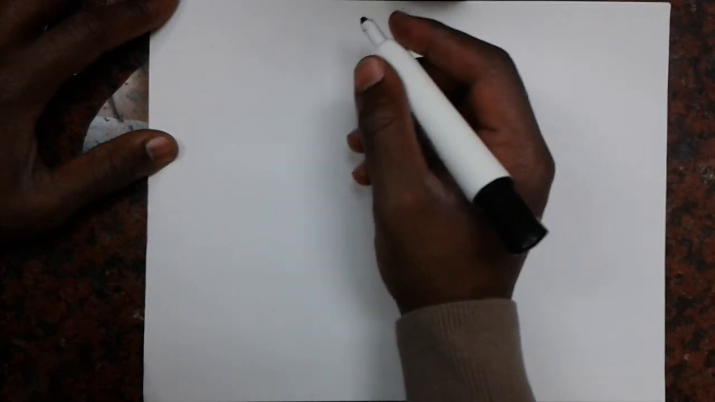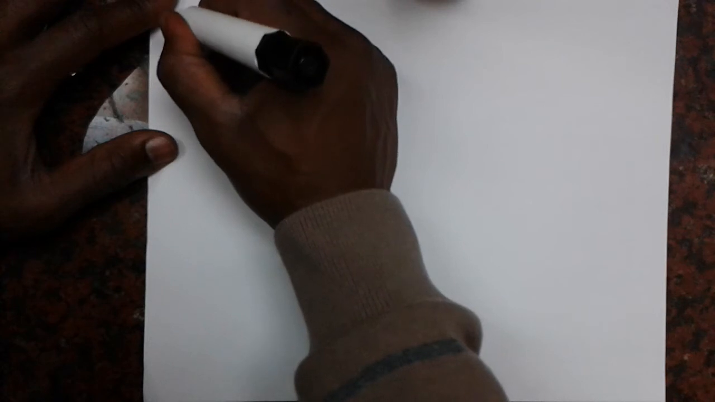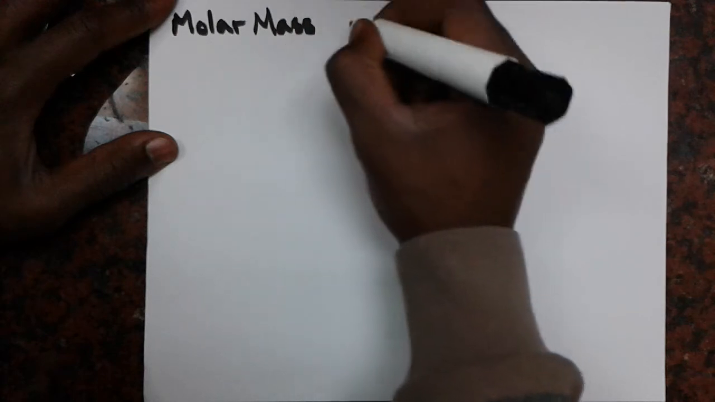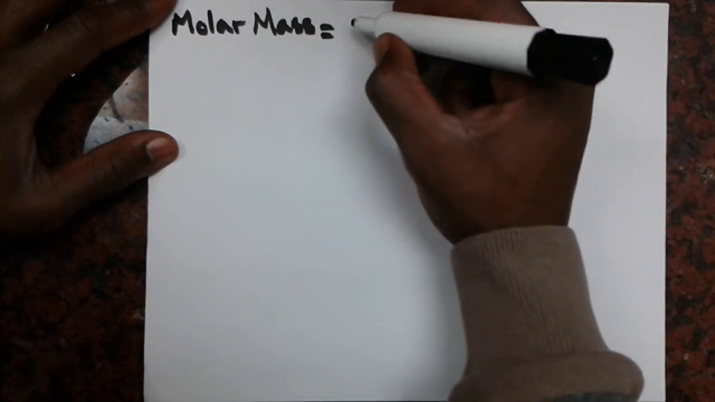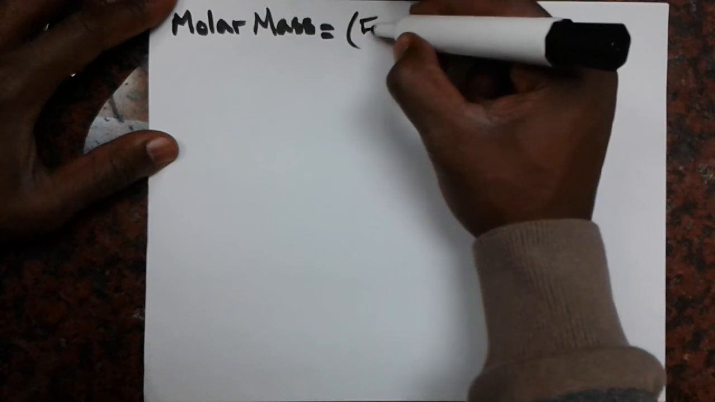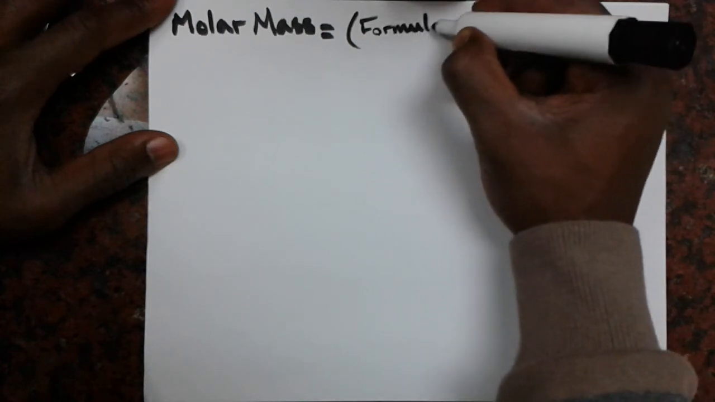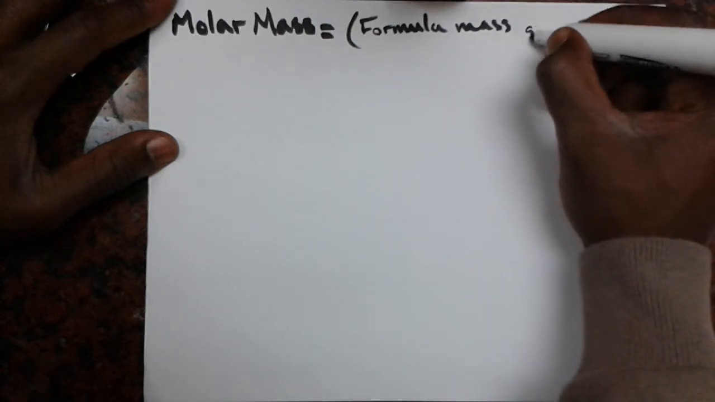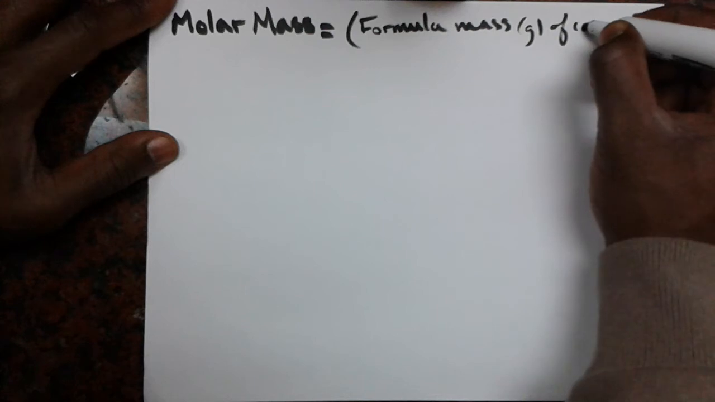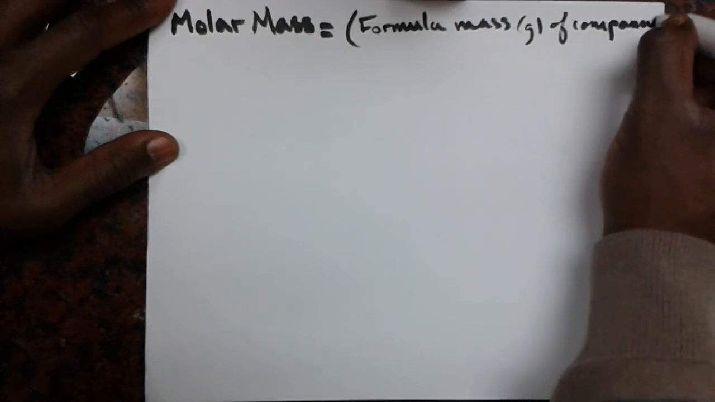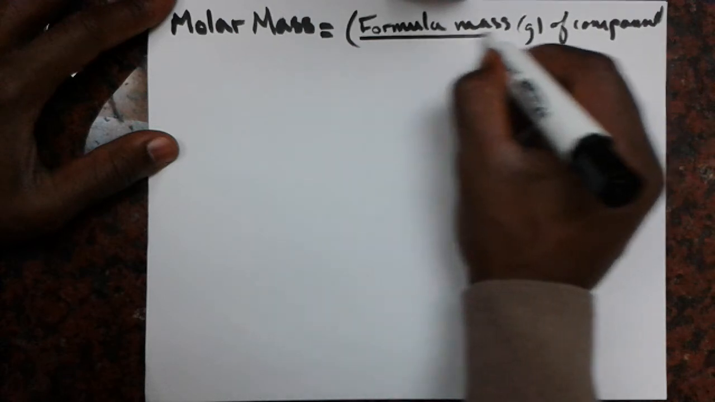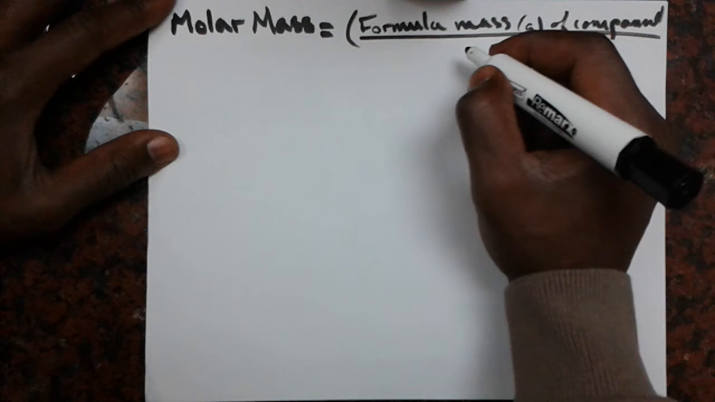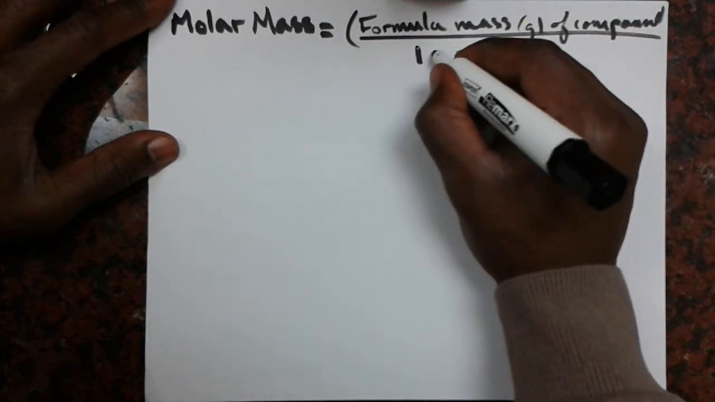So you calculate the molar mass of an ionic compound using the formula mass. And this is a ratio of the formula mass of a compound and the moles of the compound.